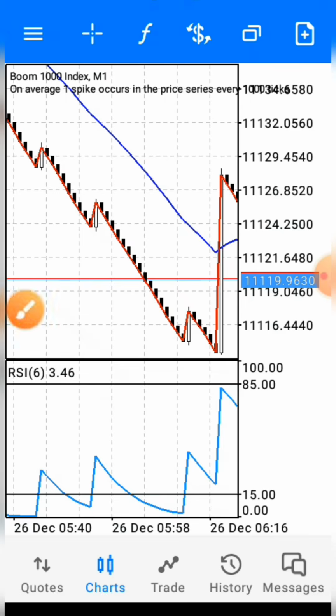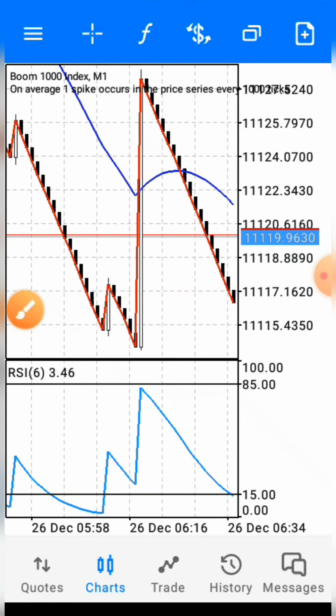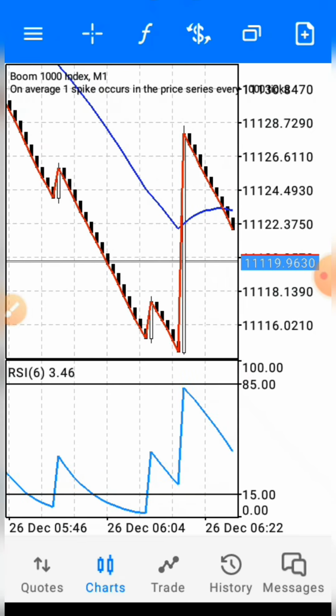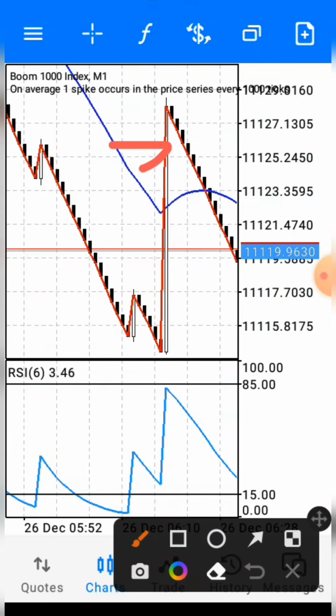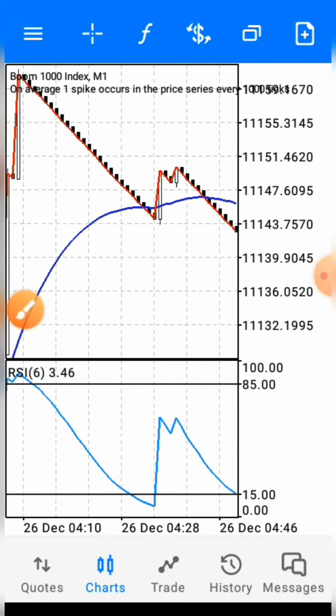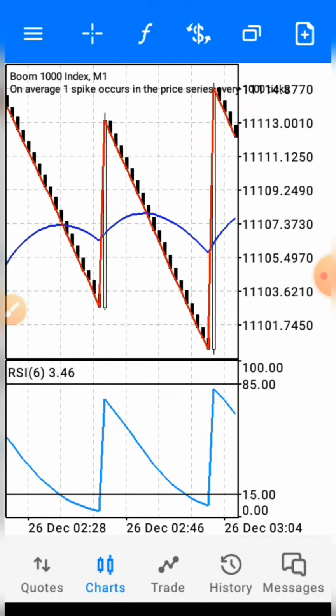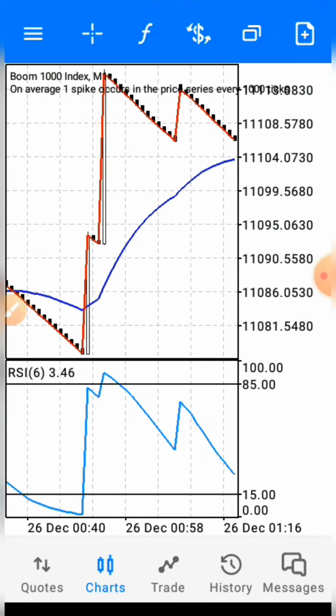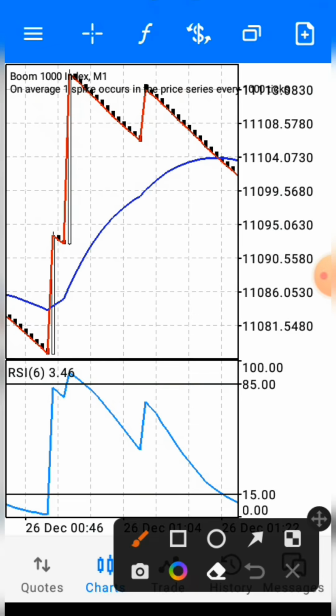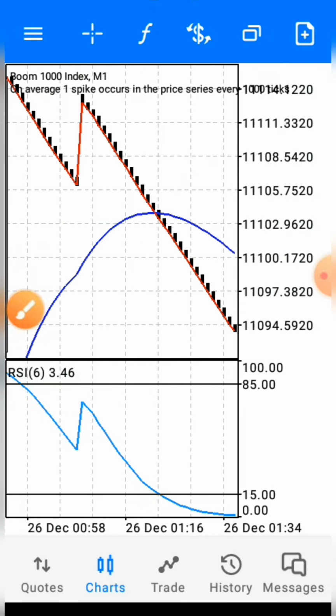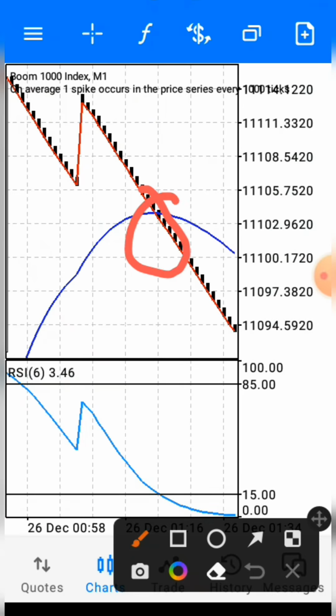Okay, so that's it, guys. Once the divergence happens, just know that the trend is about to reverse, and then you make sure it breaks through this blue line first. Just make sure it breaks through the blue line, because that's when it will show that this blue line here is kind of a support. Whenever it breaks through it, that's when it's safe, because it has broken through the support line.